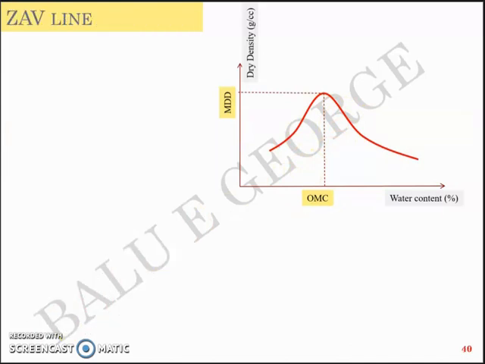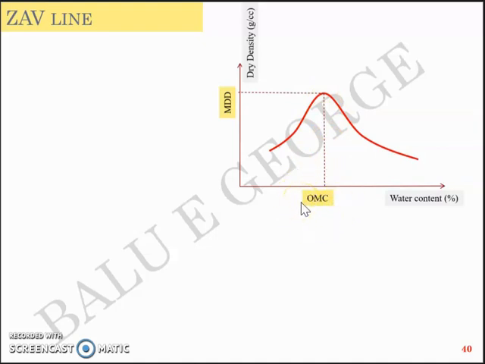Zero air voids line. To understand the concept of the zero air voids line, let's first take this same graph. You have the compaction curve here, which is the one that you get from the laboratory when you plot the water content on the x-axis and the dry density on the y-axis. So this looks like a bell shape with the maximum point on the y-axis being the maximum dry density, and the peak point on the x-axis corresponding to OMC or optimum moisture content.